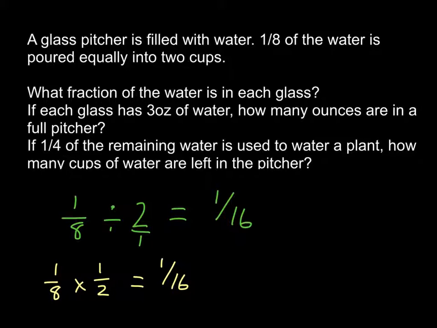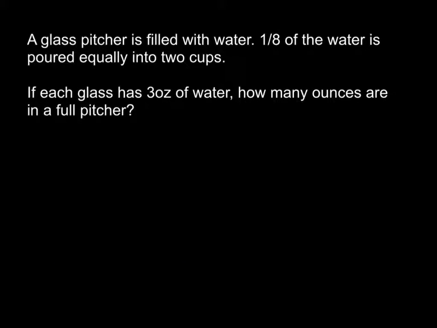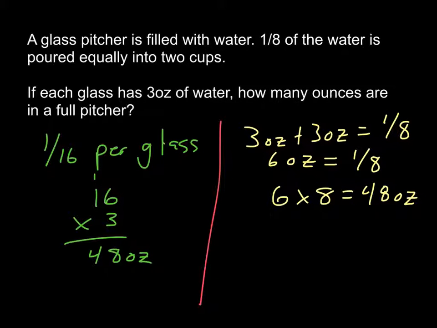Now let's look at the second problem. If each glass has 3 ounces of water, how many ounces are in a full pitcher? Go ahead and solve this on your own. The way that I solved this is I said that each glass has 1/16 of the pitcher, and if there are 3 ounces in 1/16, I can look for 16/16 by multiplying 16 by 3, which gives me 48 ounces.